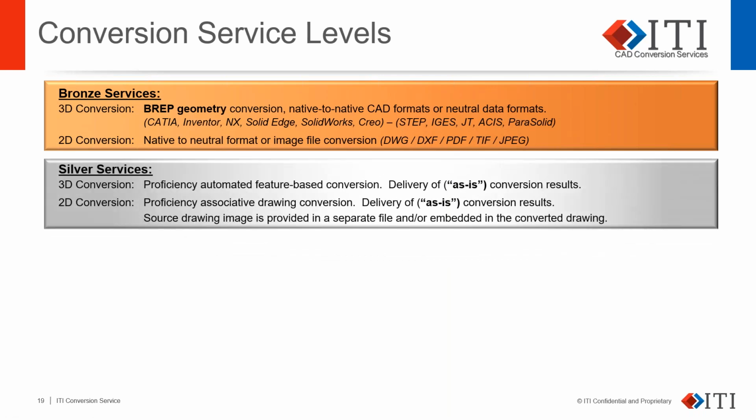Silver services tends to be one of our most popular service levels. So what this will do is, for the 3D conversion and the 2D conversion, we'll run an automated feature-based conversion, and we will then deliver the customer an as-is conversion result. What this means is the software runs through the data, and ITI doesn't touch those results after the automated conversion. Those are simply delivered to the customer, and then the customer can do what they wish with them.